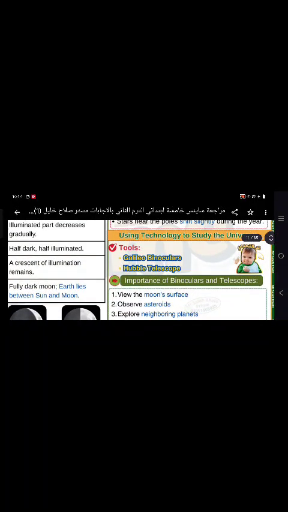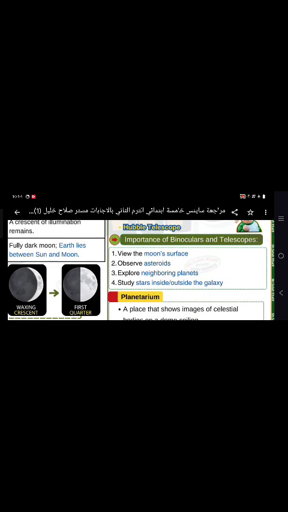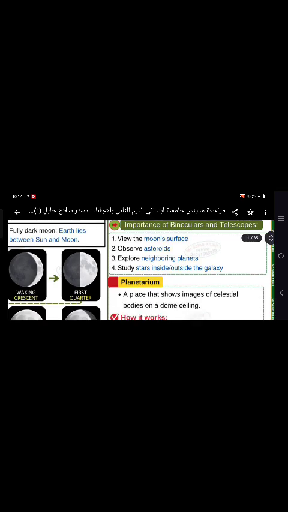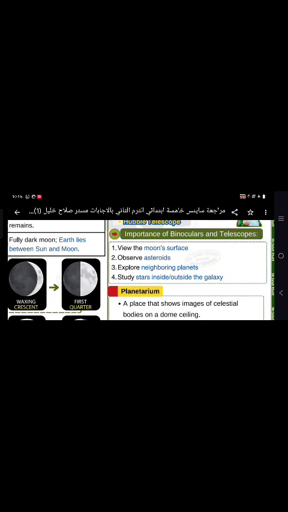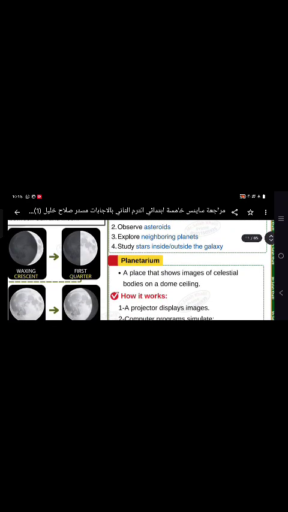We have here two tools to study space or the universe: Galileo binoculars and the Hubble telescope. The importance of binoculars and telescopes: view the moon's surface and the phases of the moon, observe asteroids, and explore neighboring planets. We can see neighboring planets and new planets, and study stars inside or outside the galaxy. These are the uses and benefits of binoculars and telescopes.